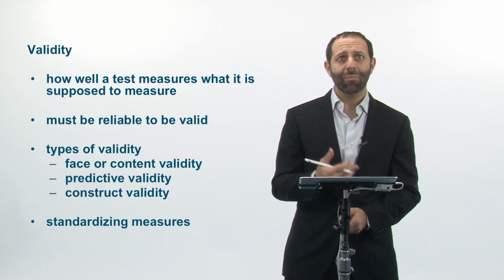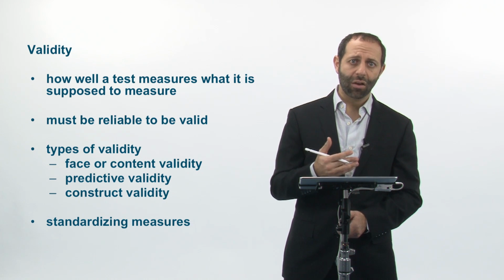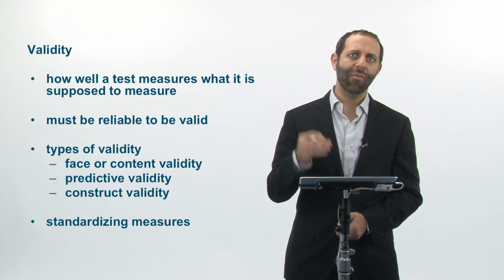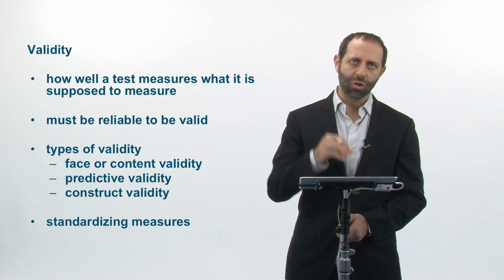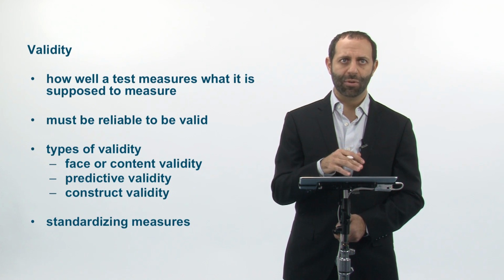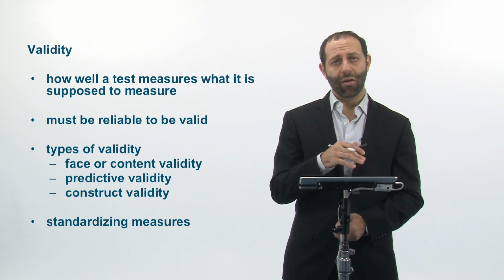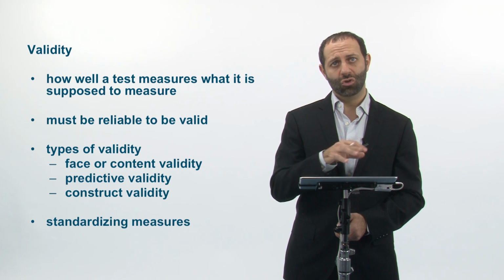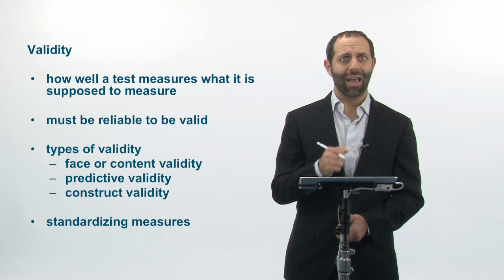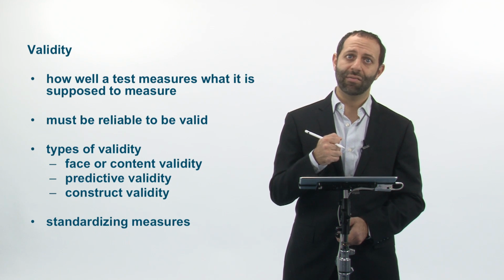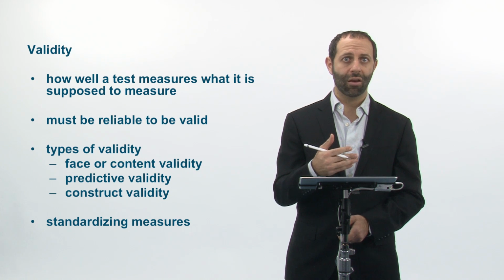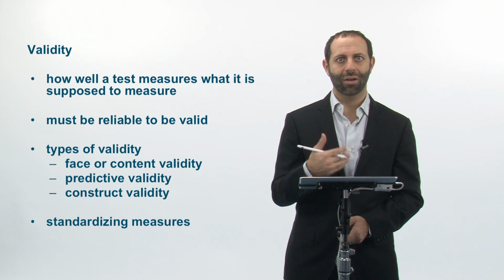Thus, it can't be valid if it is not reliable. Again, a test cannot be valid if it is not first reliable. So first we have to establish reliability, and then we can establish validity. Okay? However, the same is not always true in the opposite. Being reliable is not a guarantee that a test is valid. It could be measuring the same wrong thing over and over again.